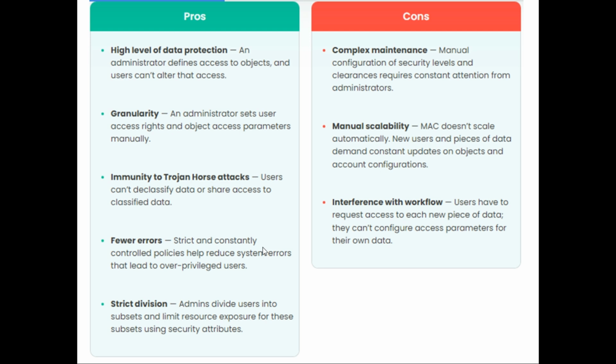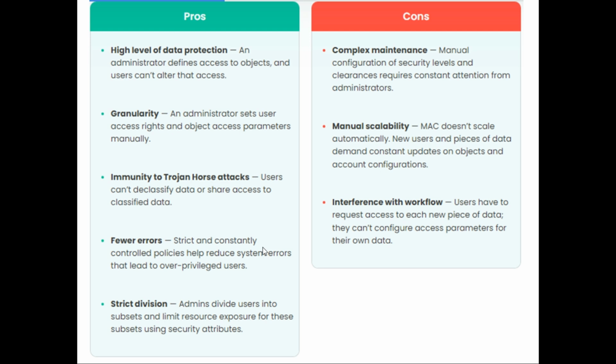Meaning in an organization, multiple users with different levels are there, and based on their levels, their authorization requirements, and their subsets, the authorization will be divided into subsets, and then that authorization will be provided to the user. The cons of the method is complex maintenance, as we have to perform all these operations of providing the authorization manually, so the task is somewhat complex. Manual configuration of security levels and clearance requires constant attention from the administrator.